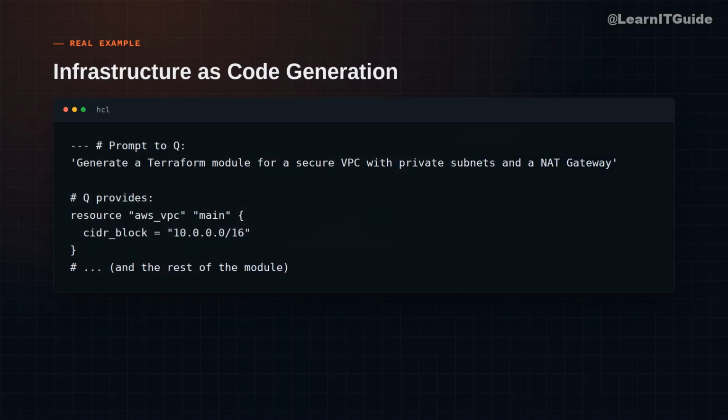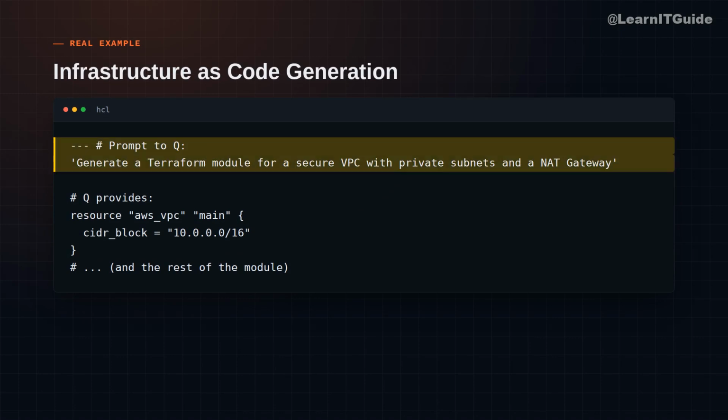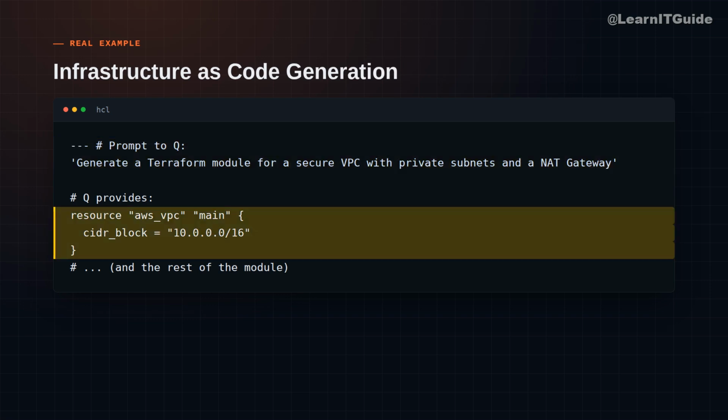For production, you can use Q to generate infrastructure as code. Here, we ask it to generate a Terraform module for a secure VPC with private subnets and a NAT gateway. Instead of spending an hour writing the HCL, Q gives you a production-ready template that follows AWS best practices. This saves time and ensures your code is built correctly from the start.